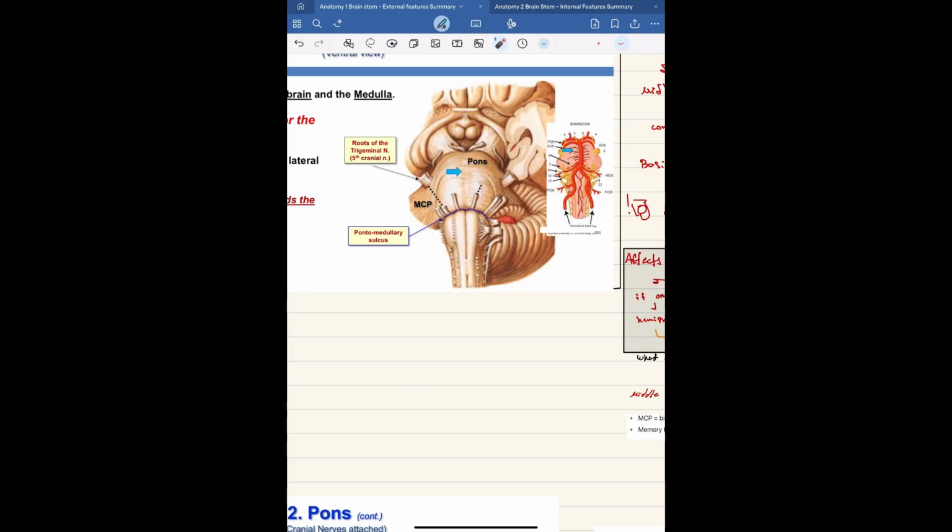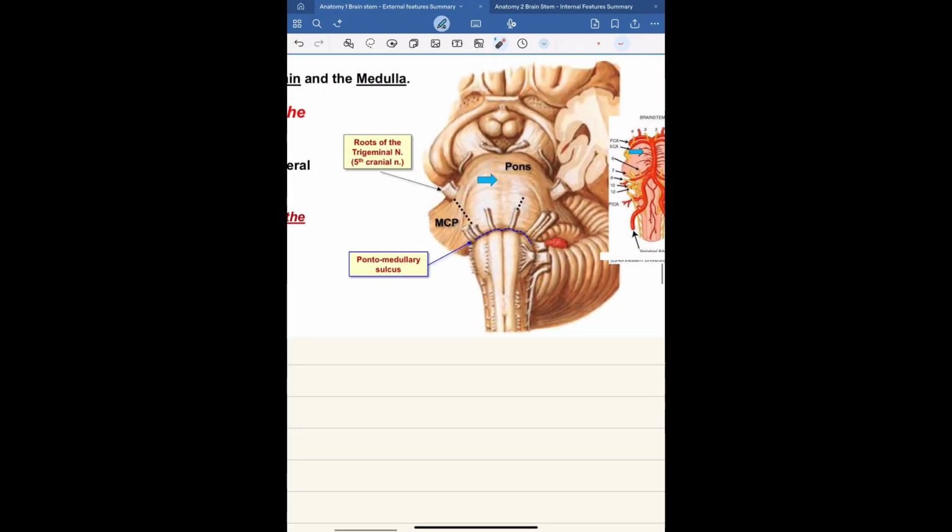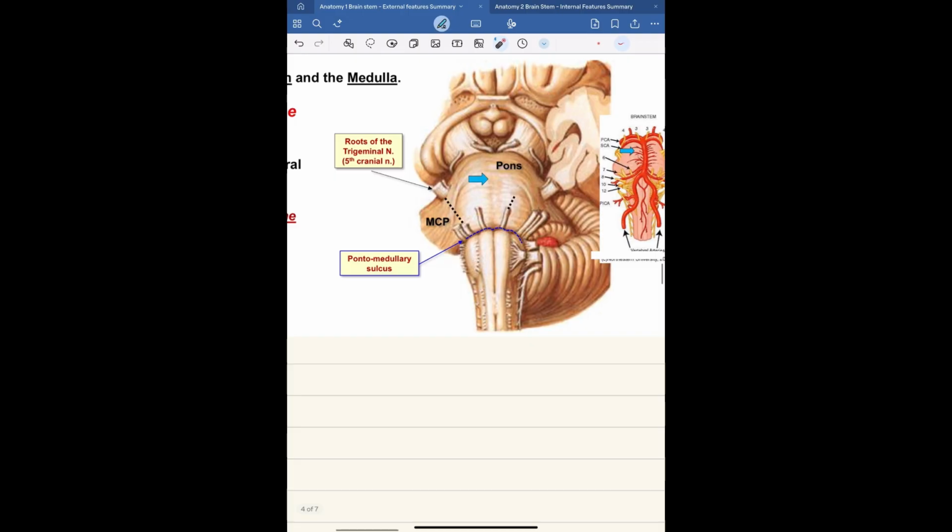All right, and then this sulcus will hold multiple nerves. Now remember the 2-4-4 rule. We finished the midbrain, now we're into the pons. So we finished cranial nerves 3 and 4. Next is the second section, which is four cranial nerves: cranial nerves 5, 6, 7, and 8. We will go through them in order.